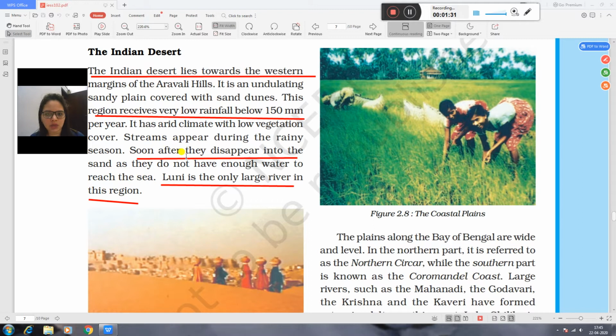Next, streams appear only during the rainy season. When it rains, the streams or rivers get water, but afterwards they disappear into the sand because they do not have enough water to reach the sea. The flow is very low. The next main point, an important one-word question: Luni is the only large river in this region, in the Rajasthan Indian desert. Here you can see the picture of the Indian desert.